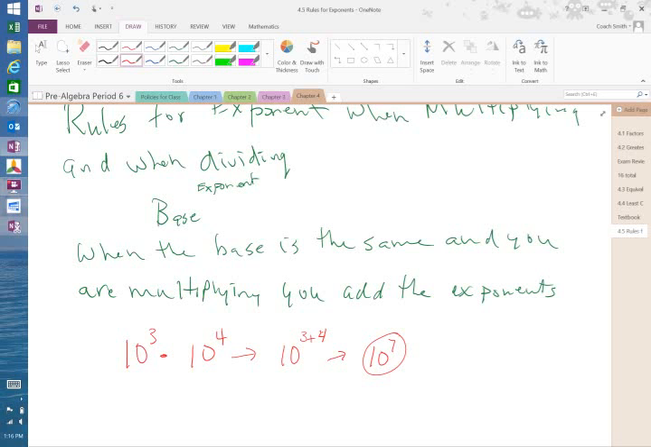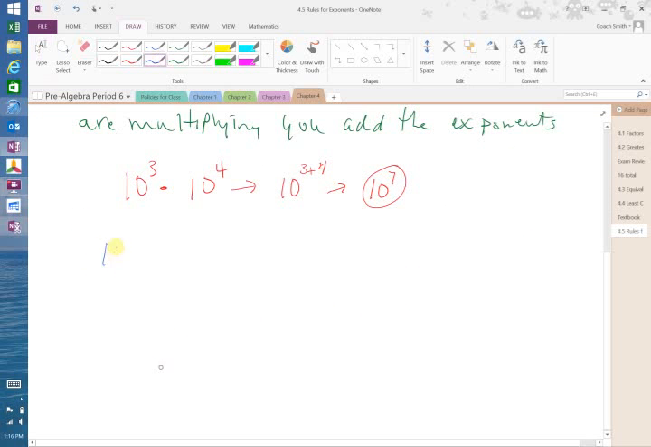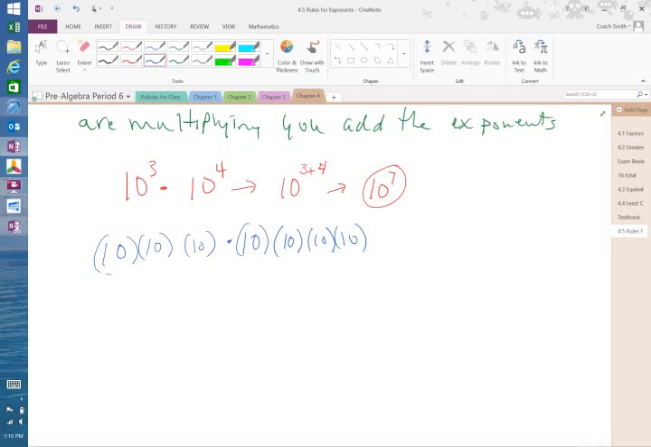Are those the only two tens? Okay. What you have is this. If I wrote this out long ways, that would be 10 to the third power times 10 to the fourth power. So how many 10s do I have? 7. So that's why it is 10 to the 7th power.